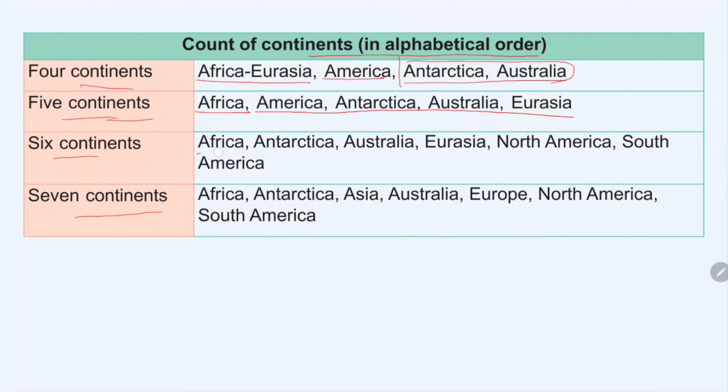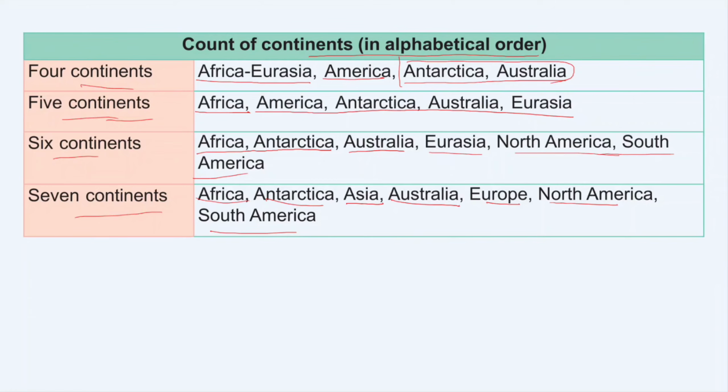And 6 continents: Africa, Antarctica, Australia, Eurasia, North America and South America. Now America has been split into 2, North America and South America. And next, 7 continents: Africa, Antarctica, Asia, Australia, Europe, North America and South America, when we separate all of them, okay. So these are the different ways through which we can count continents.